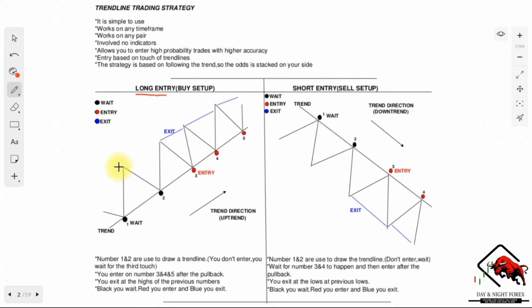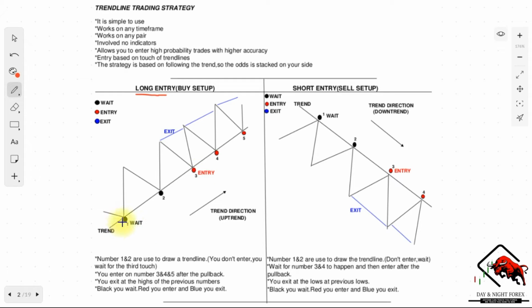So as you can see here, everything has been numbered. This is an uptrend. When we draw our trend line here, touching all these points, you can see that we have our 1 and 2. We use these points to actually draw our line. So point 1 and 2 is to draw your line. You don't enter. You have to wait for the third touch. The third touch is where you are entering the trade.